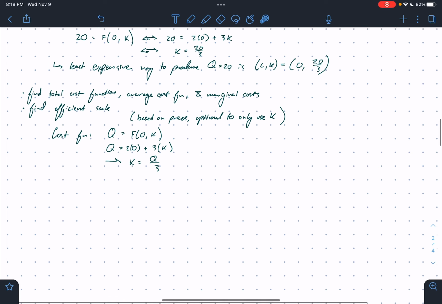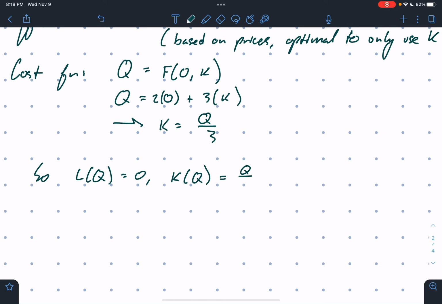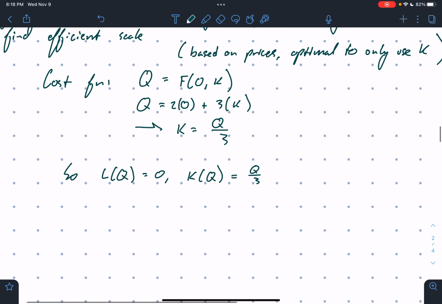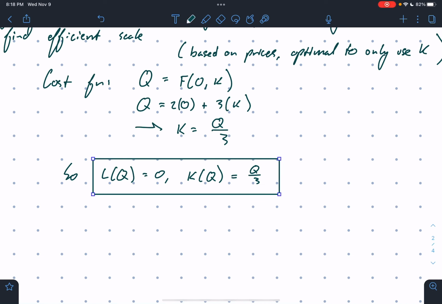But yeah, so whatever Q I want to produce, I'm just going to use Q over 3 units of K. So L of Q is equal to 0. K of Q is equal to Q over 3. So this is the amount of each input you use to produce output level Q.